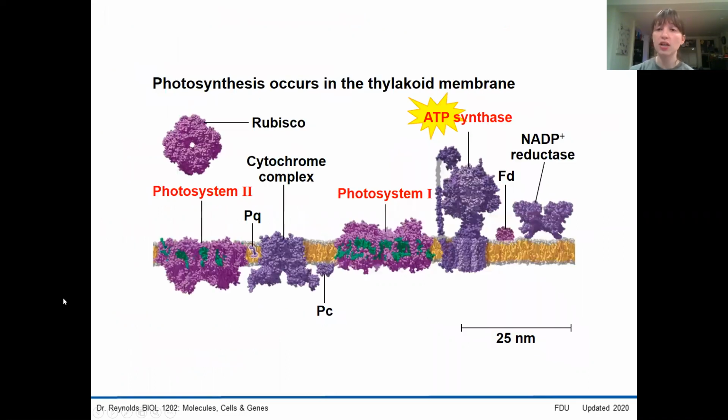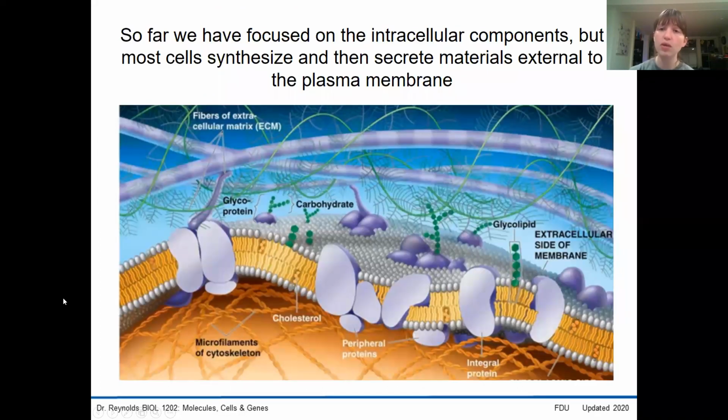And if you take a look at one of those thylakoid membranes, you'll see that they are studded and embedded with proteins necessary for photosynthesis. Now, so far, we've really focused on those intracellular components. Not only the arrangement of the membranes, but of the components within those membranes and the functions that they give them based on the structures that they form.